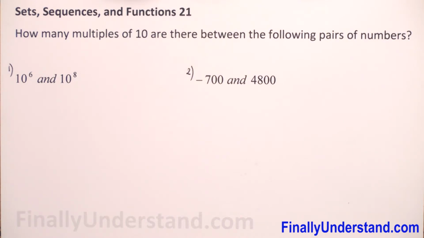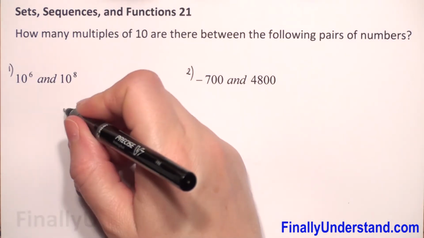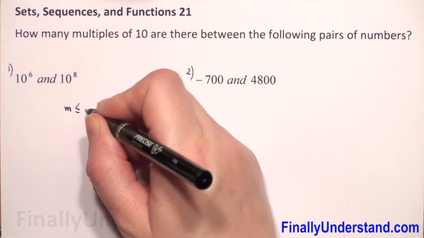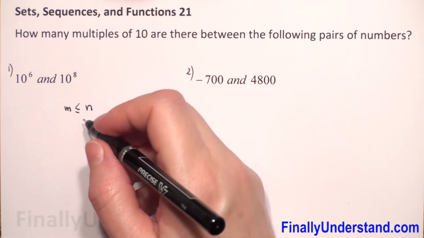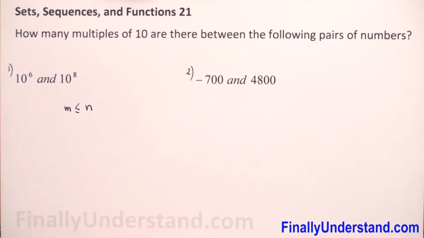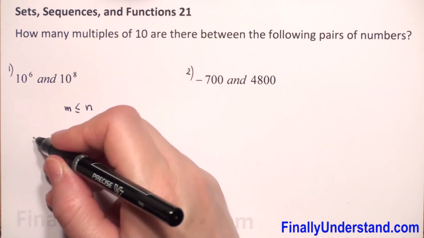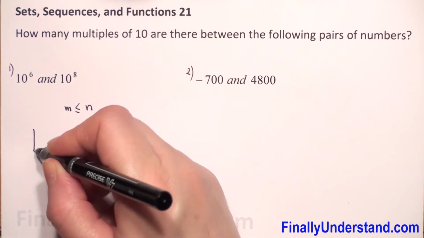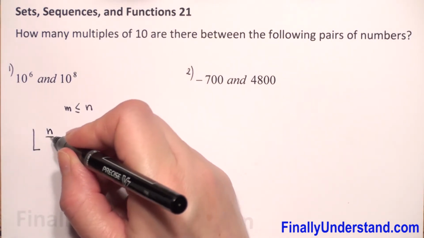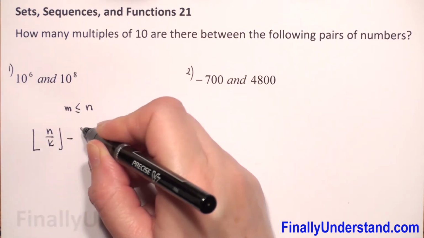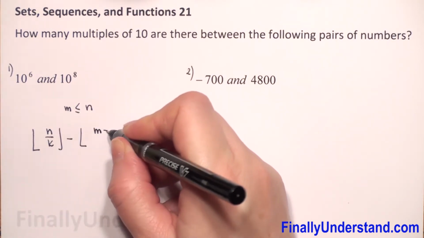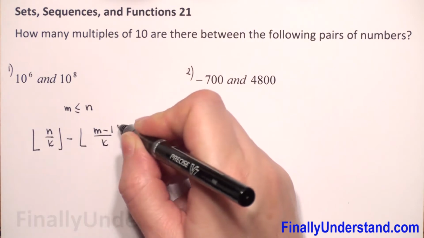So first let me remind you of the formula when we have to find the number of multiples of k between m and n, and m is less than or equal to n. Then the number of multiples is equal to floor of n over k minus floor of (m minus 1) over k.